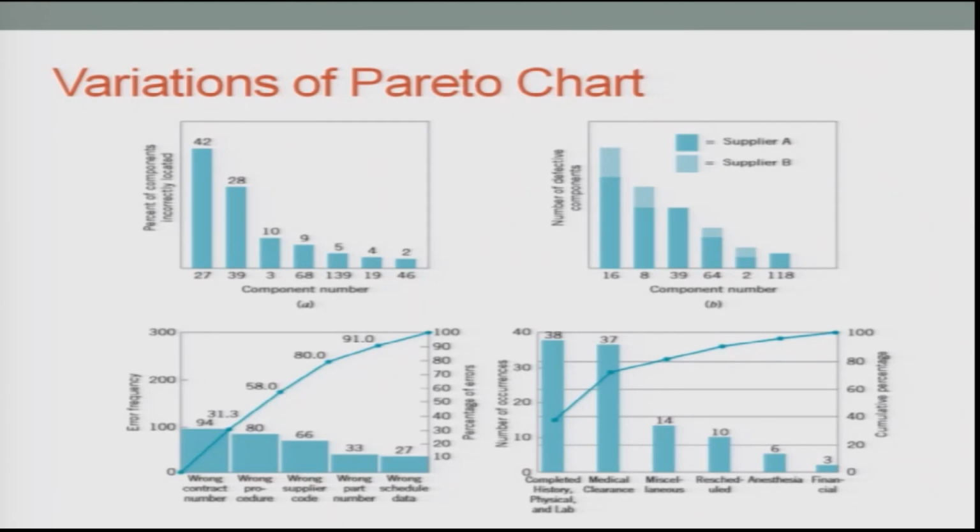And the error frequency, or the number of occurrences, depending on how you want to find out the numbers, can be frequency, relative frequency, or percentage of occurrences, and all these are marked along the y axis. In the second diagram you have again the component, and on the y axis you have the number of defective components. In the next two diagrams, where I am pointing my finger, the so called wrong numbers are on the x axis, and on the y axis you have the error frequency, and so on and so forth for the fourth diagram also.